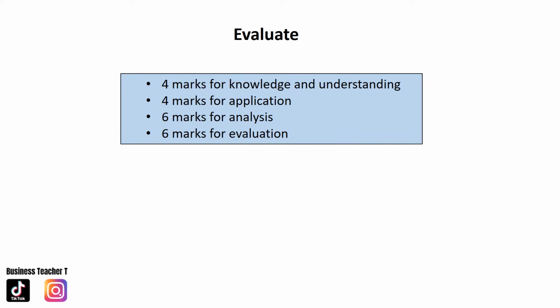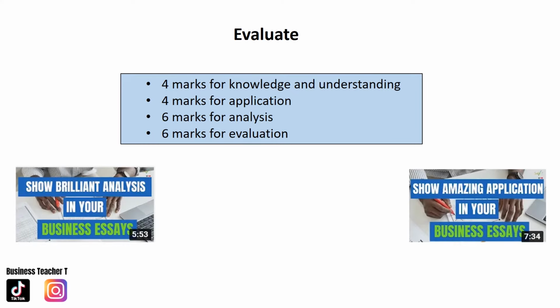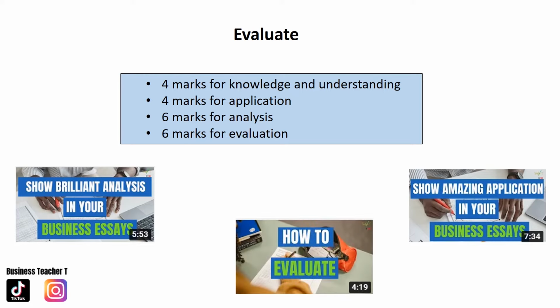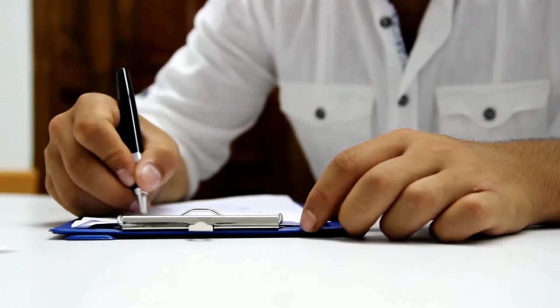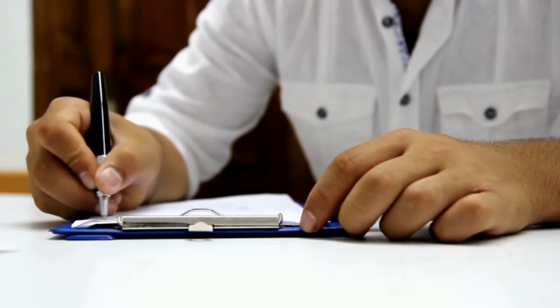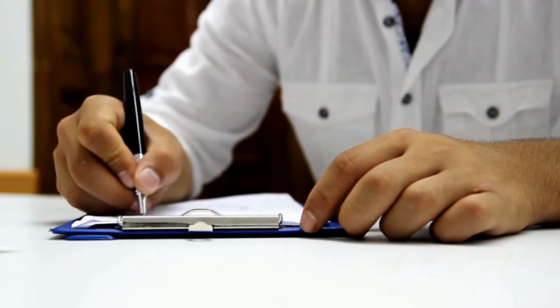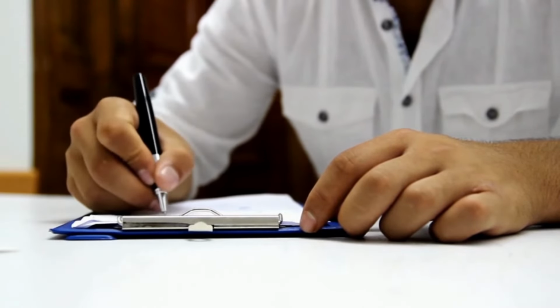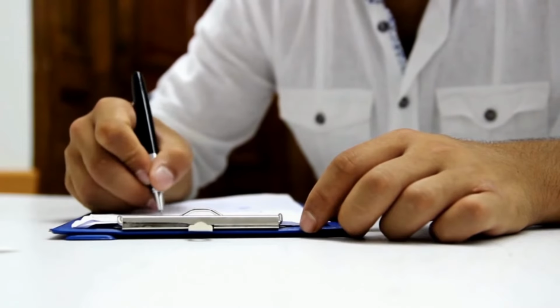For these 20 markers, the command word is evaluate. You must show balance in your answer. Typically, you're given two options, and you must show evaluation of both of these options. There'll be a tip for you at the end of the video, but here's one for now. Do not waffle in your 20-mark essays. Stay focused on the question.